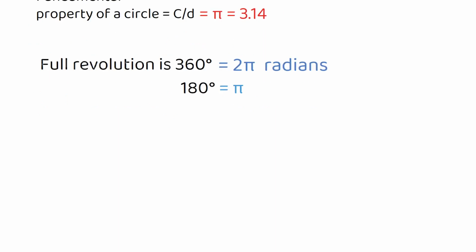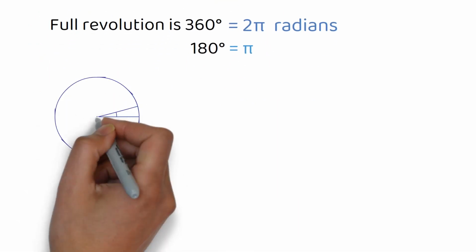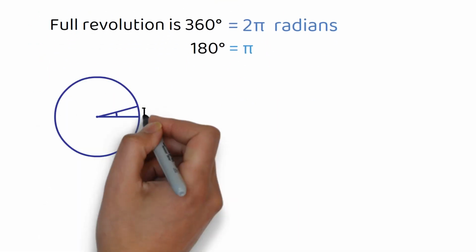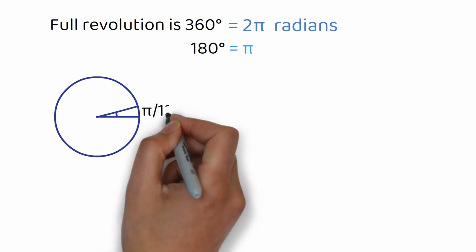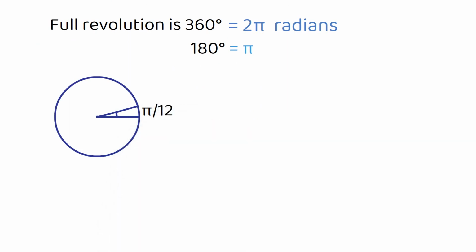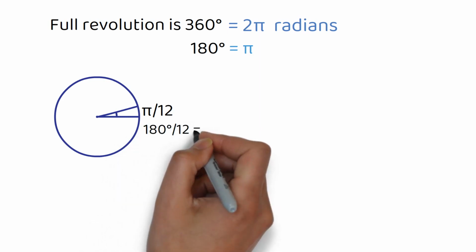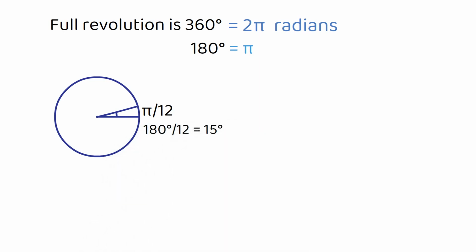This gives us an easy method of converting radian measure into degree measure. If an angle is pi over 12 radians, to convert to degrees, we simply replace pi by 180 degrees to get 180 divided by 12, which is 15 degrees. Thus, pi over 12 radians measures 15 degrees.